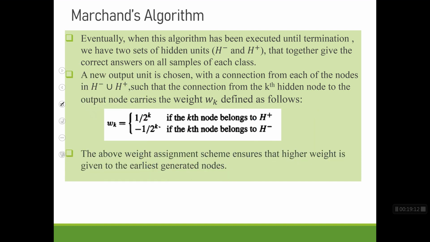Now the above weight assignment scheme ensures that the higher weight is given to the earlier generated nodes. So we have seen previously the first generated node has weight half, which is 0.5. The second node is minus 1 upon 2 raised to 2, so it is minus 0.25, which is lesser weightage. So the higher weight is given to the node which is selected first, so you have to take note of that. Now we shall be solving Marchand's algorithm problems using the same technique we have seen now.